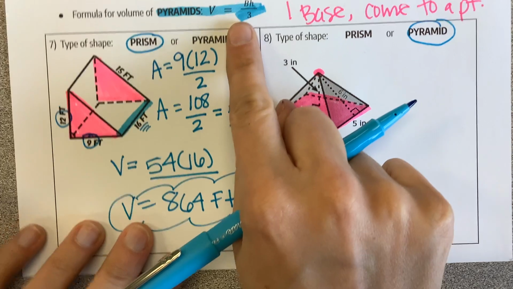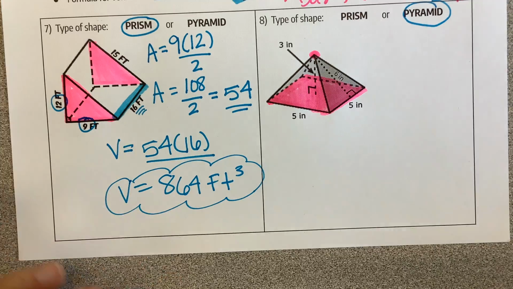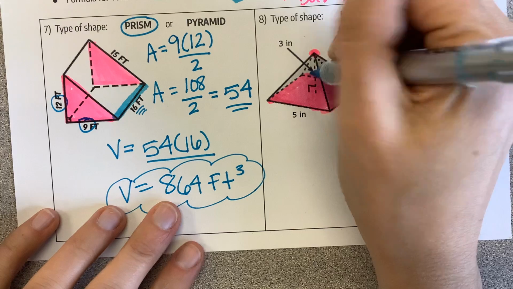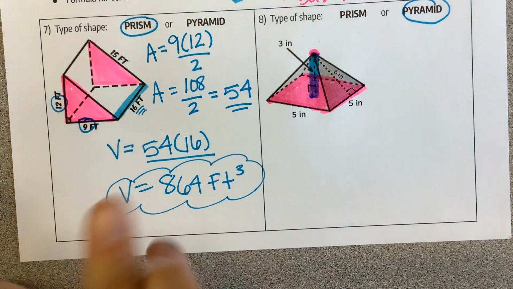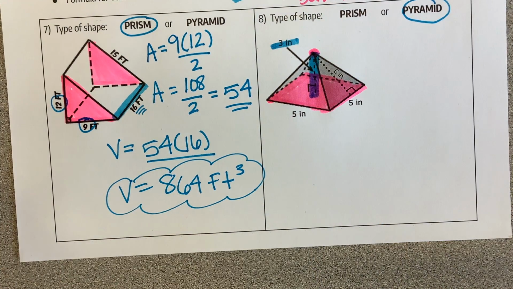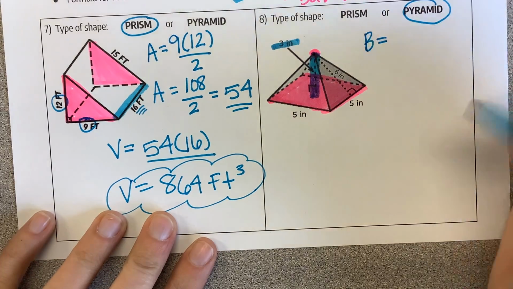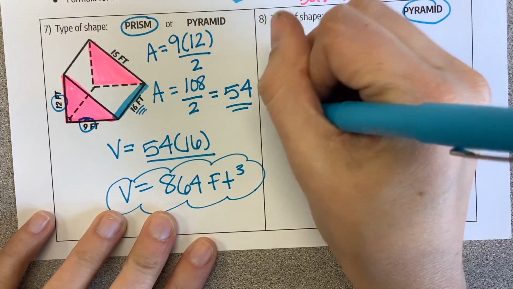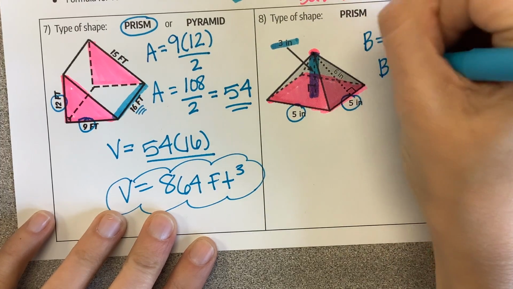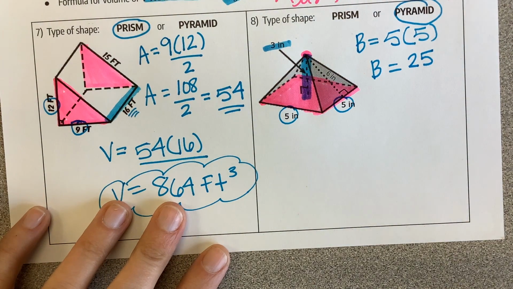So we are using volume equals area of the base times the height divided by 3. The height, we don't want this slanted height. We want the height that is perpendicular to the base, which is this measure right here, which is, according to this, 3. Okay? So, no matter what, I always need to find my area of my base. For my base, it is a square or a rectangle. The dimensions are 5 times 5. So that tells me the area of my base is 25.